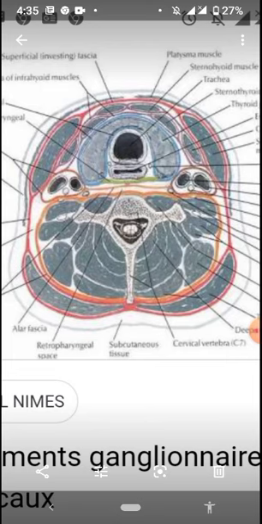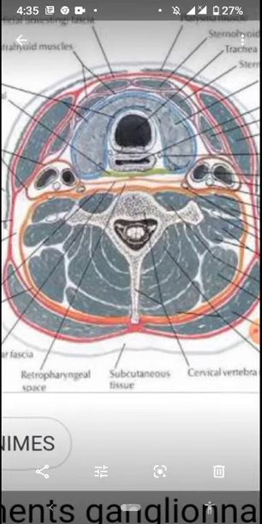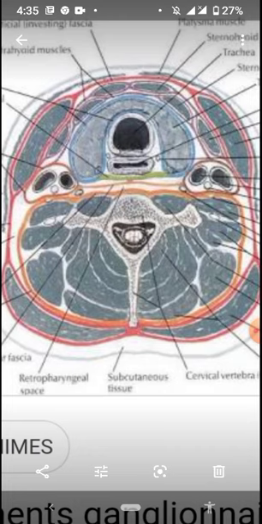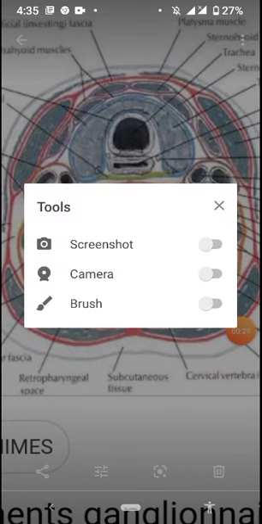Okay, let's start today's lecture. Today we are going to study the deep cervical fascia of the neck. What is the picture showing? It's basically a cross section of the neck at the level of C5. Let me turn on the brush and then I will show you something.